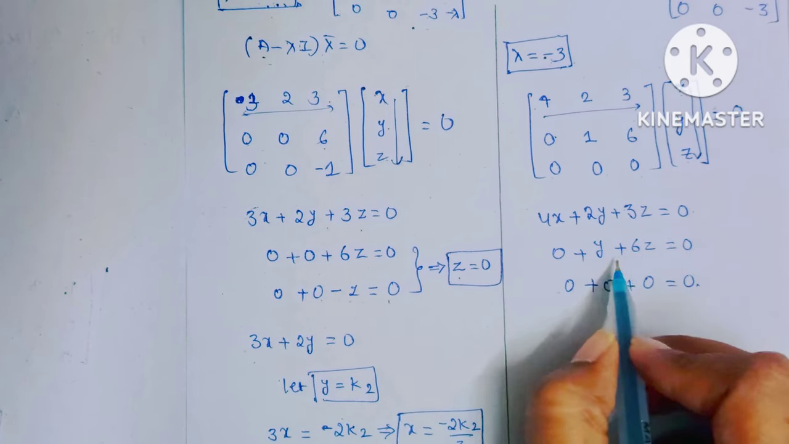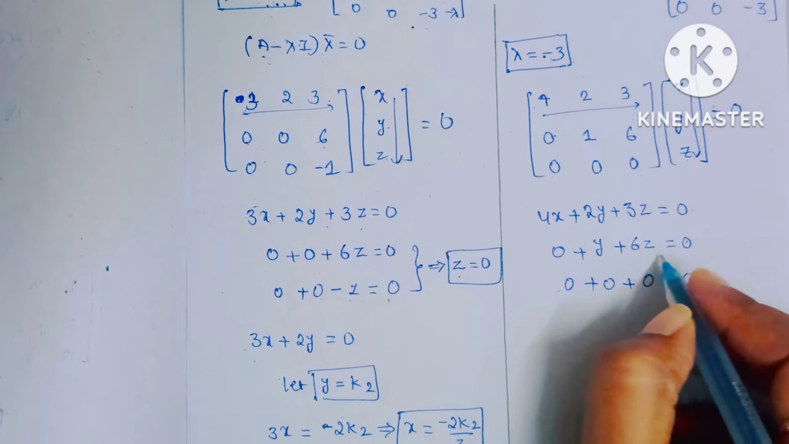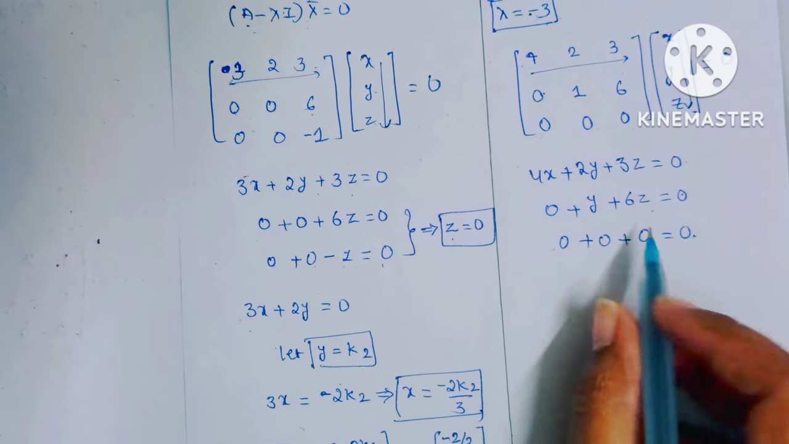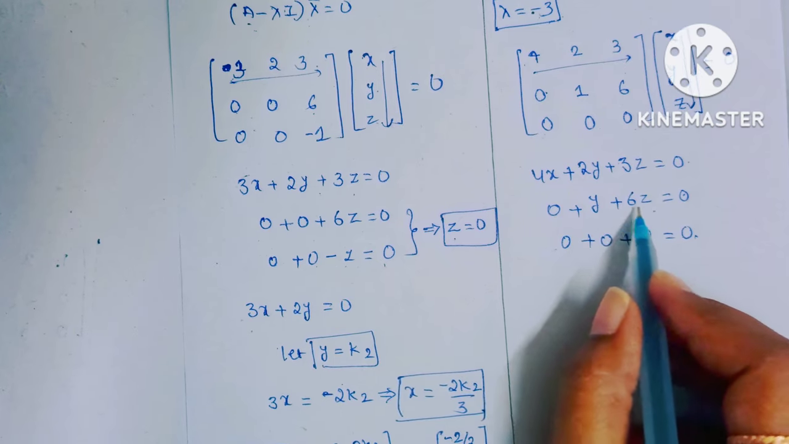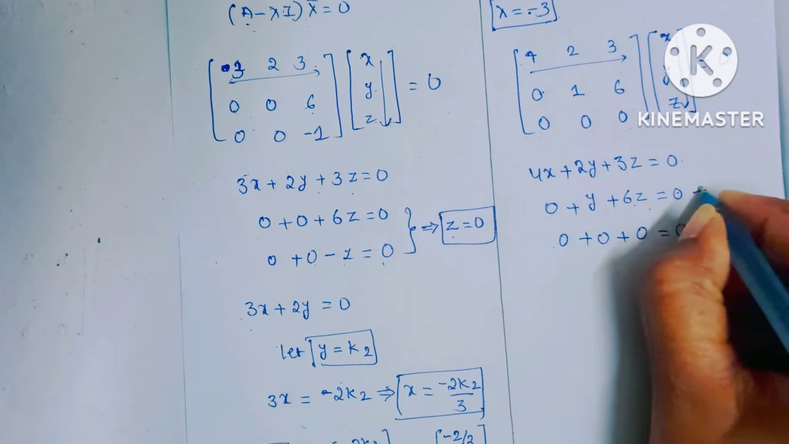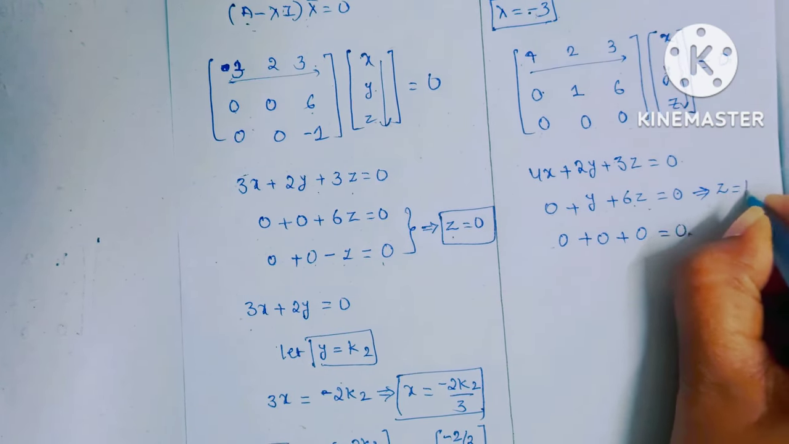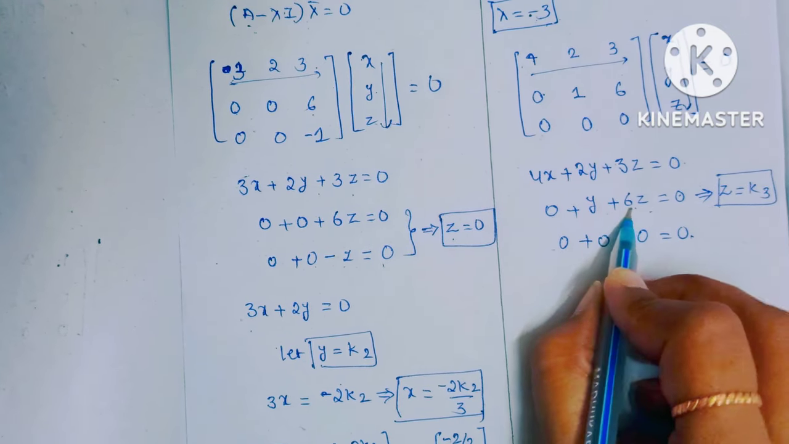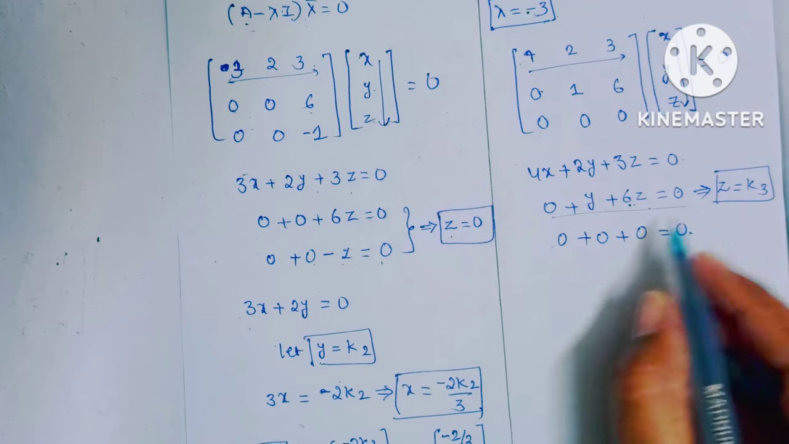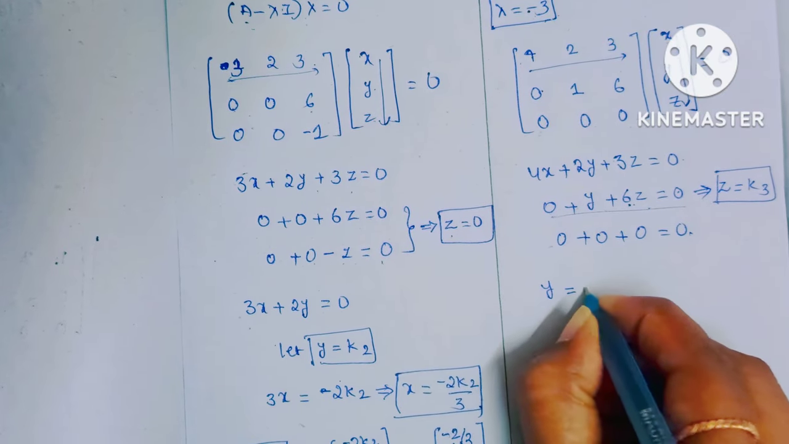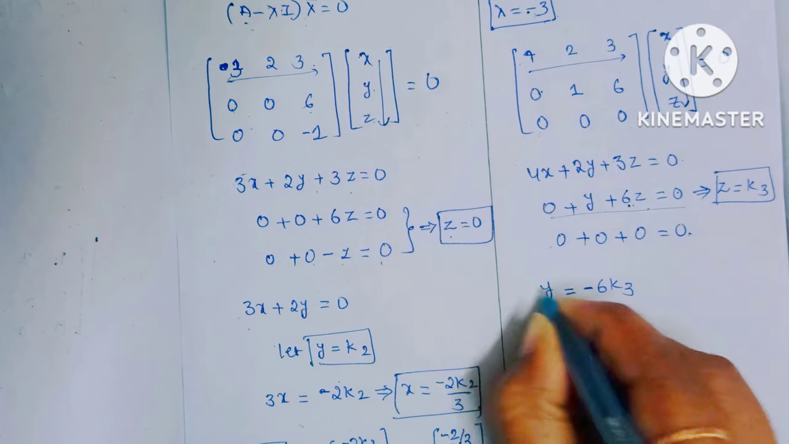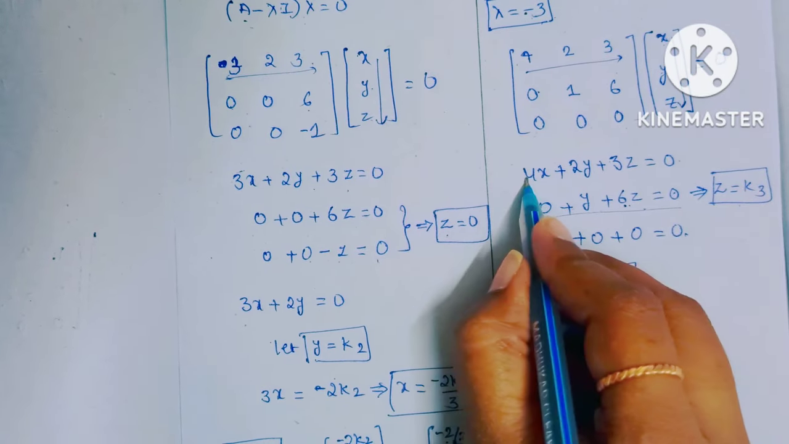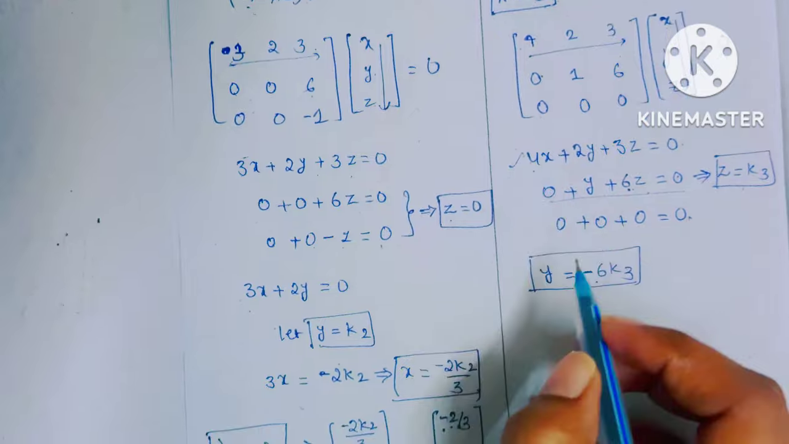So from these two equations, we have two equations and three unknowns. So we assume any one of the values. Here we are assuming z equal to k3. By substituting z equal to k3 in this equation, we will get y equal to minus 6k3. And we know the z value and y value, so we can find the x value from this equation.